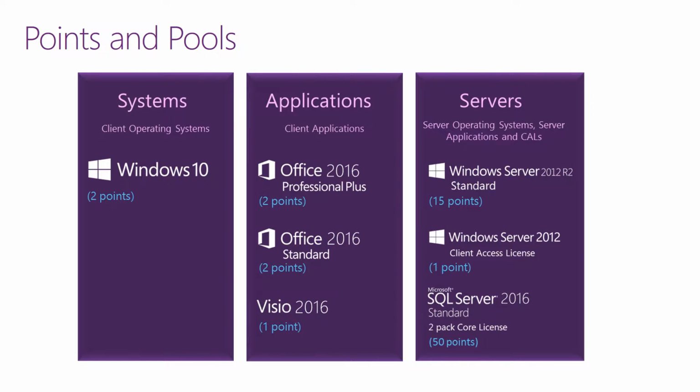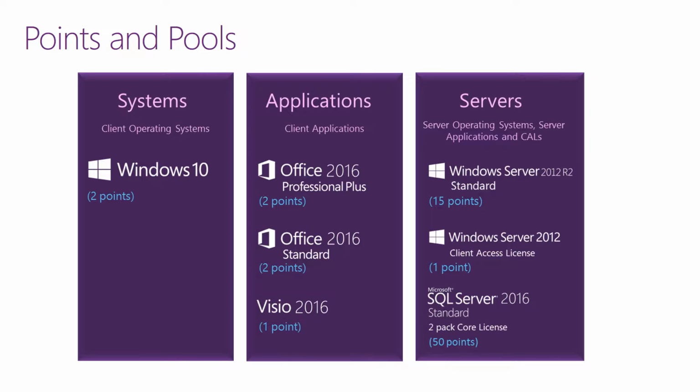Every product that Microsoft sells is placed into one of 3 pools, which you can see on the slide here. The first pool is the Systems pool. This is the pool for the client operating systems, and you can see that an example of a product in this pool is Windows 10 Pro. You can also see that there's a points number there, which indicates that a single Windows 10 Pro license is worth 2 points.